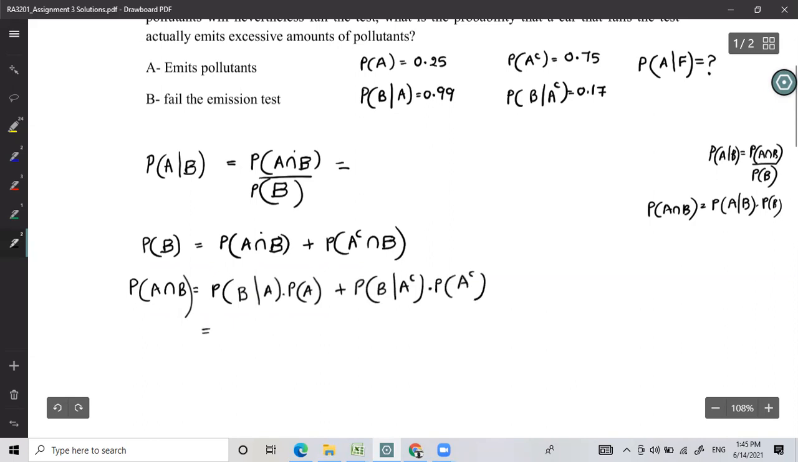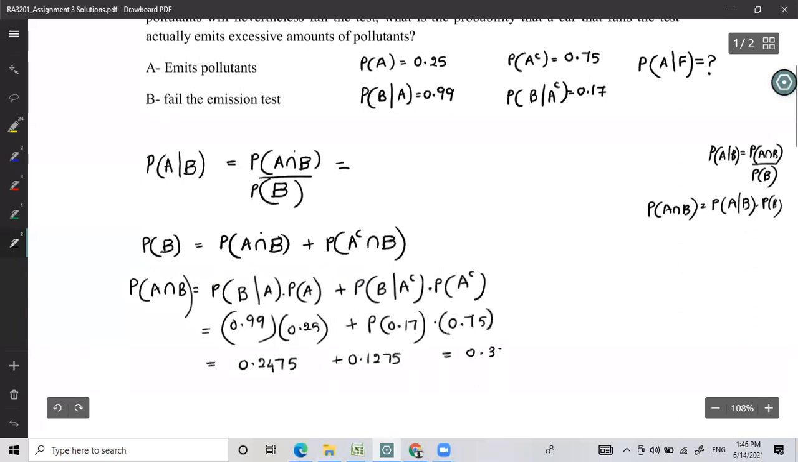Now we have all the values. P(B given A) is 0.99, P(A) is 0.25, plus P(B given A complement) is 0.17 times P(A complement) is 0.75. So if you find these values, you will get 0.2475, 0.1275. When you add these two, you will get 0.375. So that is your P(B).